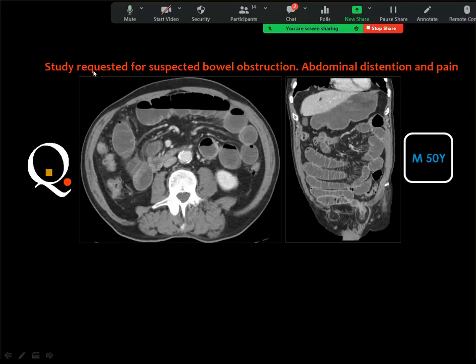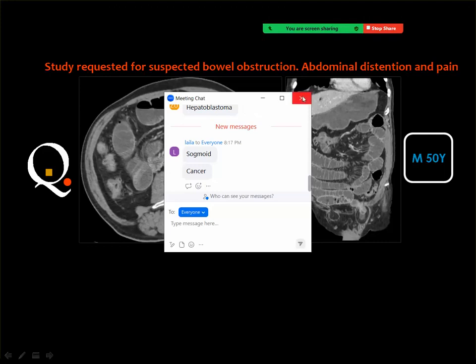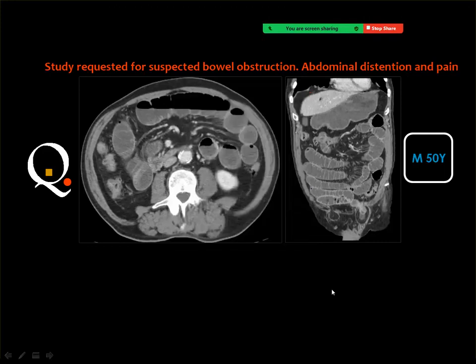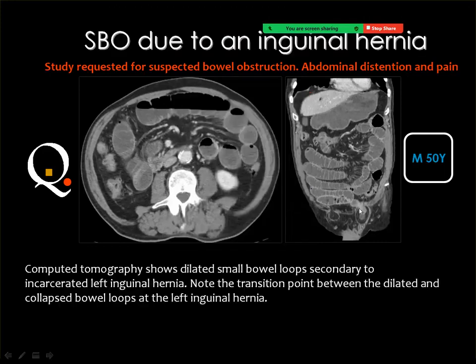This is a study requested for suspected bowel obstruction. The patient, a male patient, 50 years old, with distension of the abdomen and pain. Inguinal hernia with small bowel obstruction. Very good, very good. And this is hernia. There is extension of the bowel into the inguinal canal.